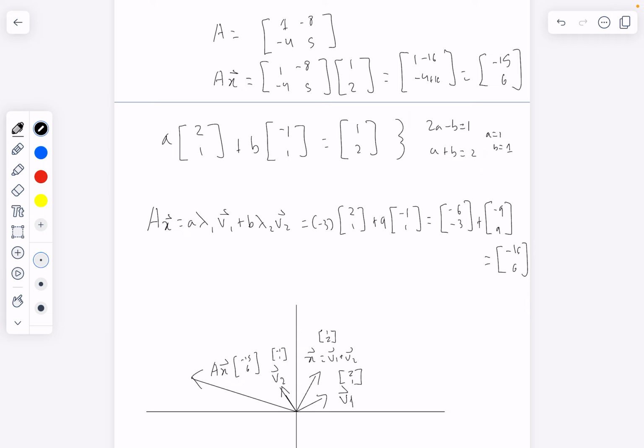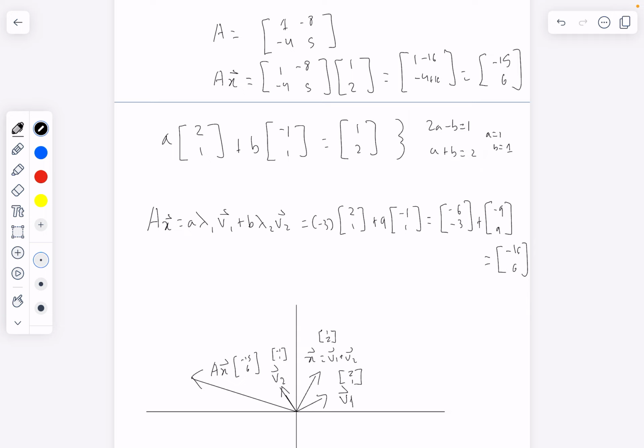In method 2, we express the vector x as a linear combination of the eigenvectors. That means we want to solve a(2, 1) plus b(negative 1, 1) equals (1, 2). This gives us the system 2a minus b equals 1 and a plus b equals 2. Solving, we get a equals 1 and b equals 1. So the x vector equals v1 plus v2.